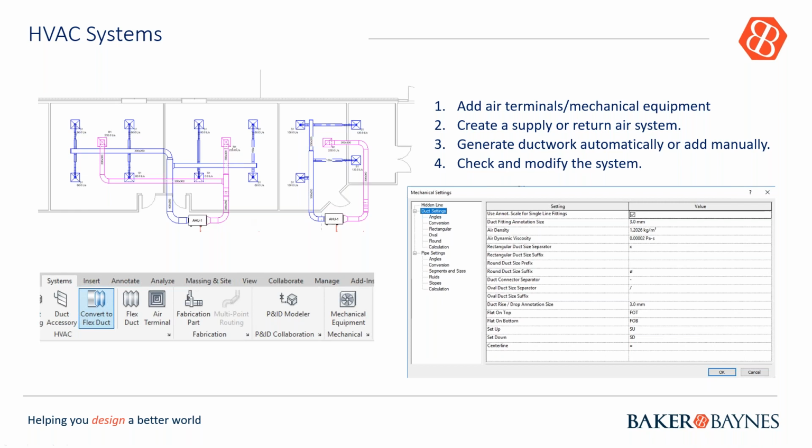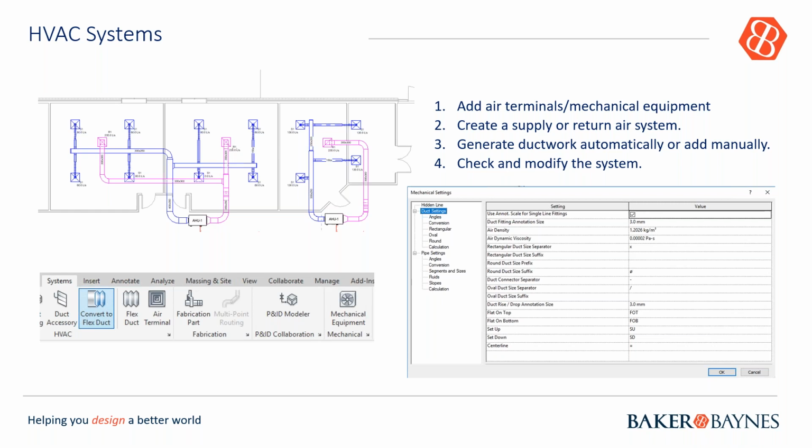Revit MEP software provides the tools for you to effectively design these systems correctly. There are a couple of steps in the process of creating an HVAC system, and these include adding the air terminals and mechanical equipment, creating a supply or return air system. Some of them are actually created automatically when you insert your components. Then there's also generating ductwork automatically or adding it manually. And then lastly, checking and modifying the system.